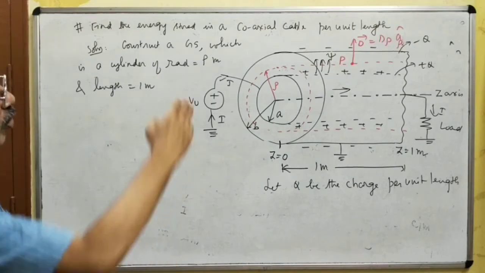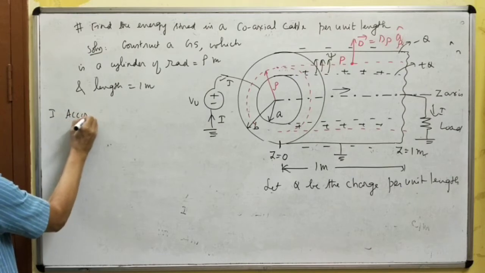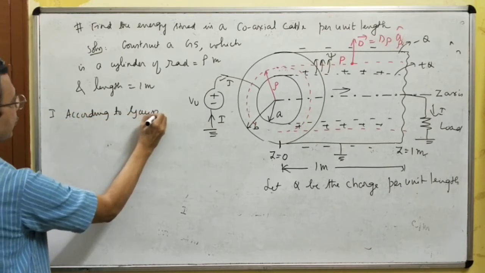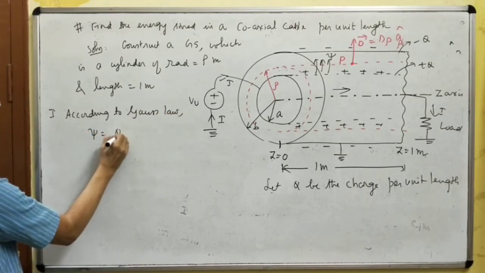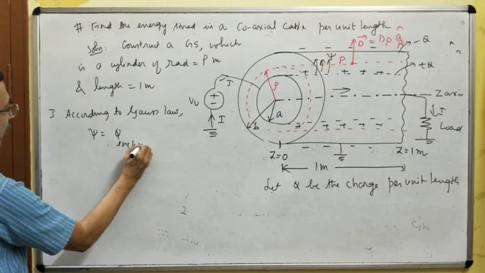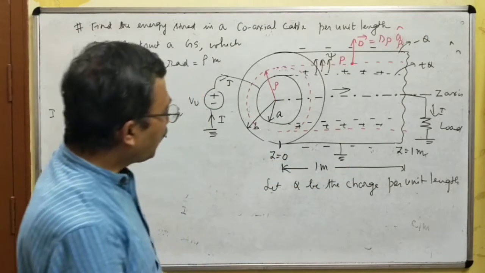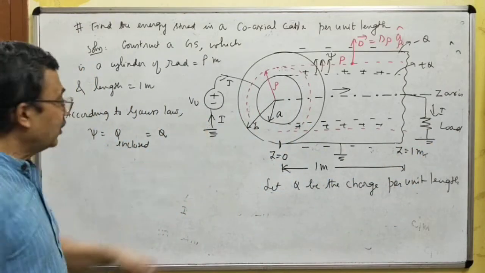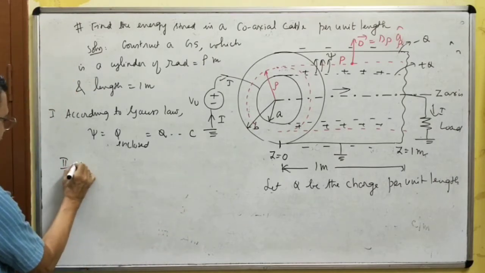Again, we'll go through 4 basic steps. Step number 1. According to Gauss law, what is psi? Psi is equal to charge enclosed. What is charge enclosed? Q. Because Q is the charge per unit length. Instead of taking 1 meter, if you take L meters, it will be Q into L. So many coulombs.